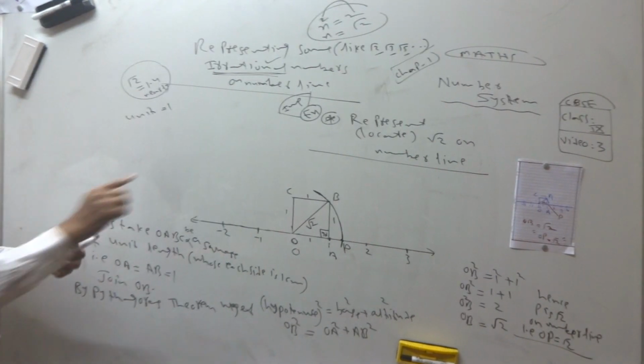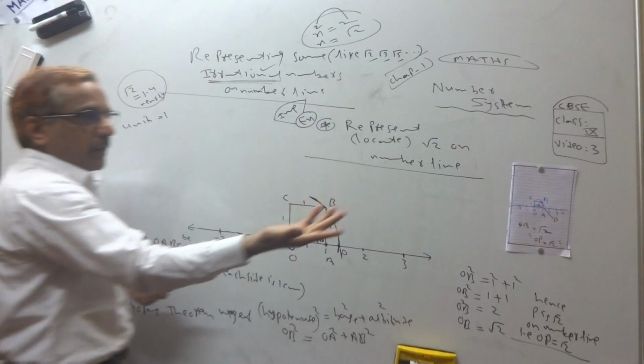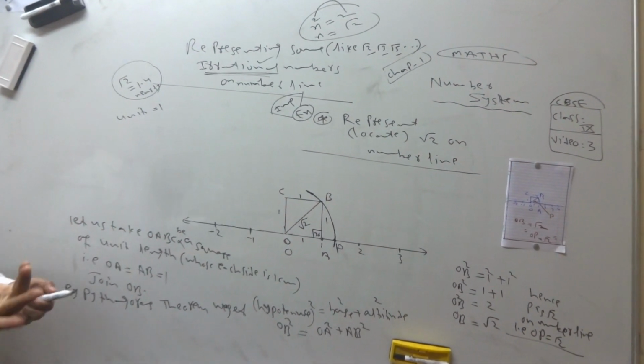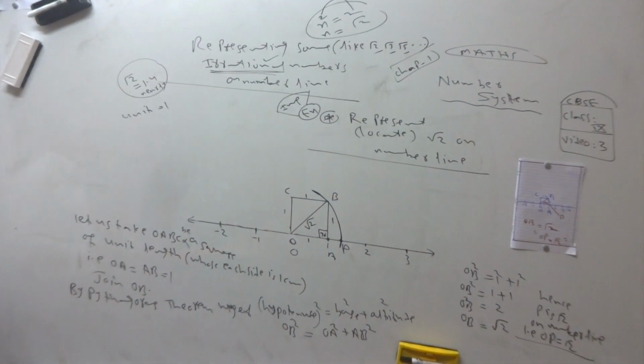Like that, we can represent root 3 and root 5 on the number line. That we'll do in the next video. So today we stop. Thank you.